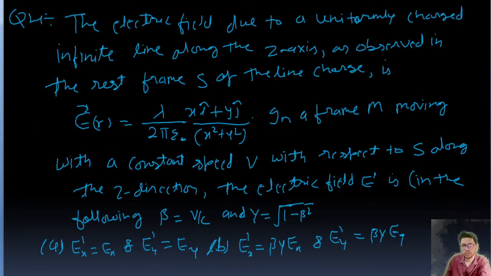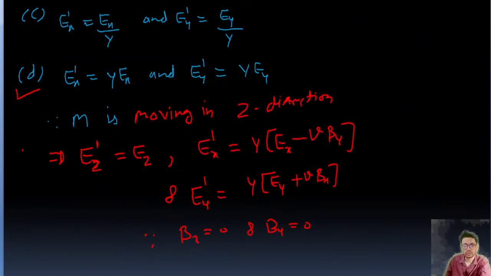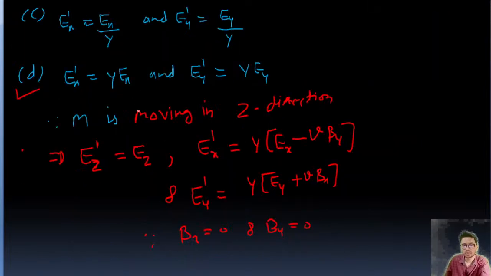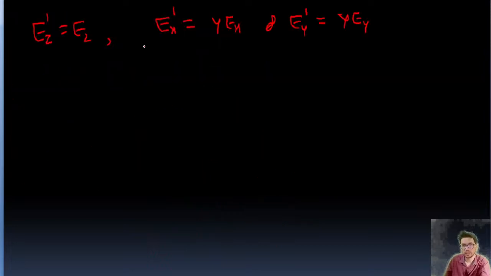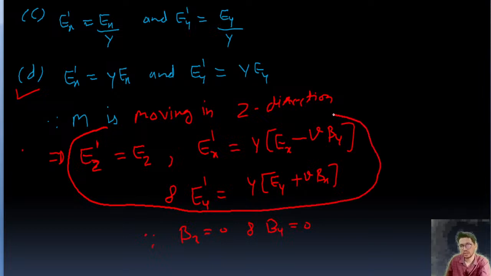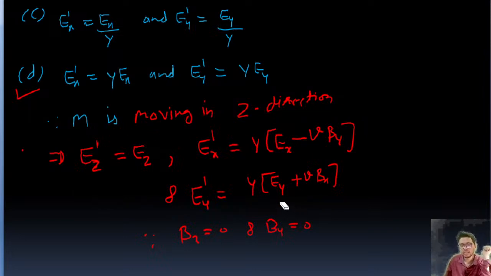So, guys, in this case Ex dash equal to gamma Ex and Ey dash equal to gamma Ey. You need to note these three formulas, guys. This is very important. If you know these formulas, you can easily solve this. In this case, Bx and By equal to 0, so that's why these are the values.